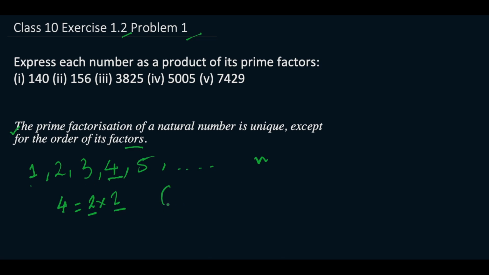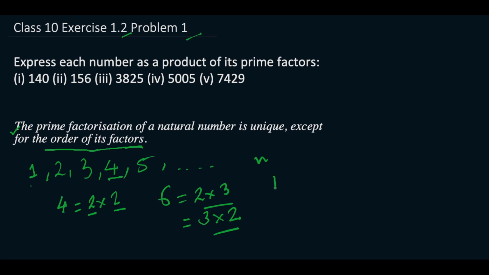Now let us take 6, which is equal to 2 into 3. Now you can also write it in the form of 3 into 2. The order does not matter. This is what it tells us for the order of its factors. So the order does not matter here.